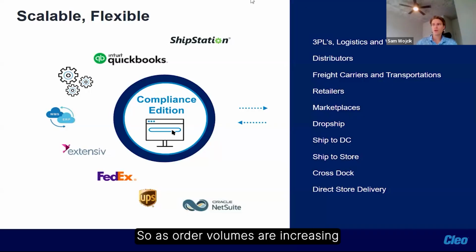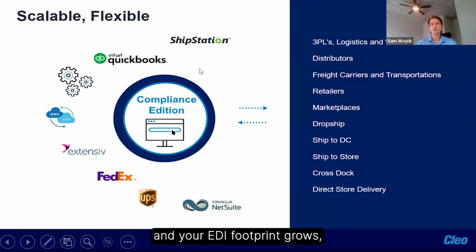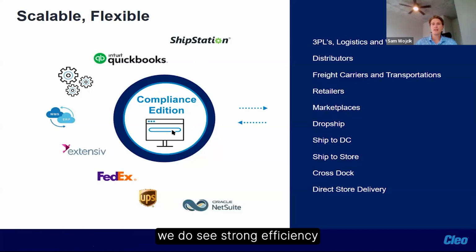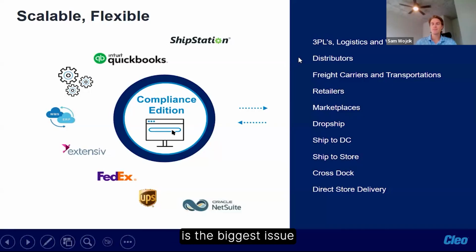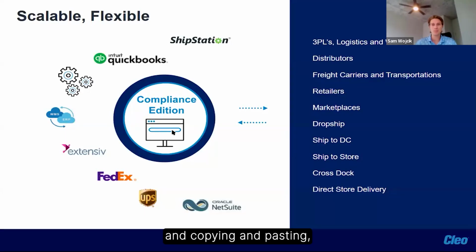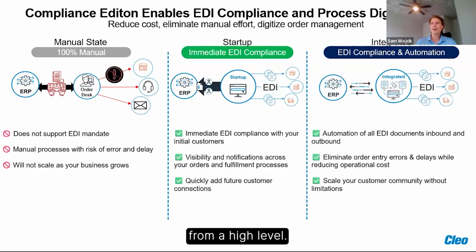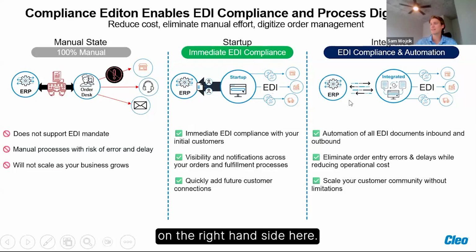So as order volumes are increasing and your EDI footprint grows, we do see strong efficiency gains around automating as much as possible to reduce manual effort. The biggest issue with manual effort is the time that's involved and the potential for error in handling these documents manually, as that usually involves a lot of manual keystrokes and copying and pasting, which can lead to some issues.